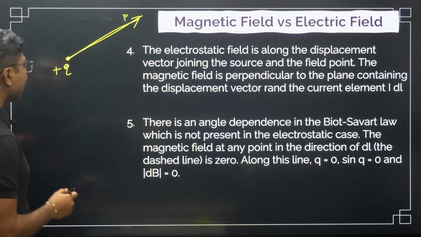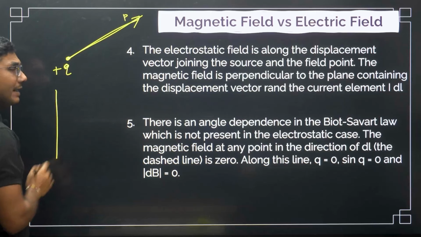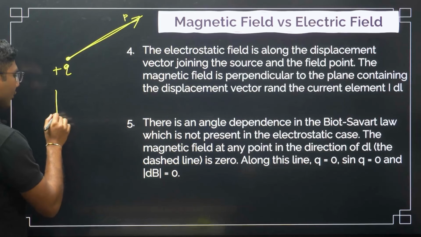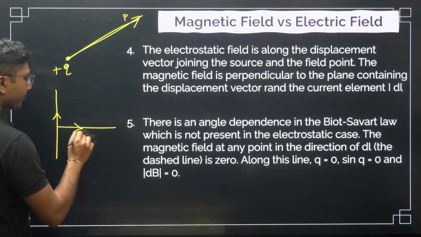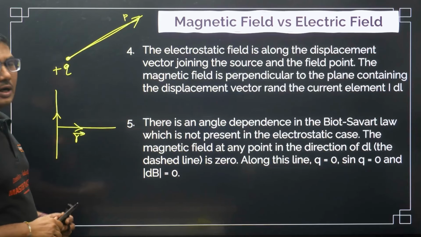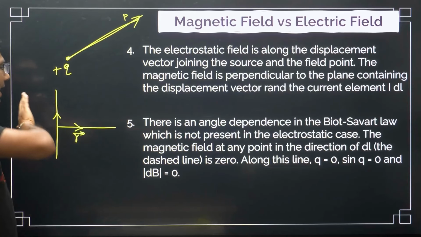Now in case of magnetic field, it is I dl cross r vector. So I dl in this direction, r vector in this direction, right? So what will be the direction? It will be I dl cross r.